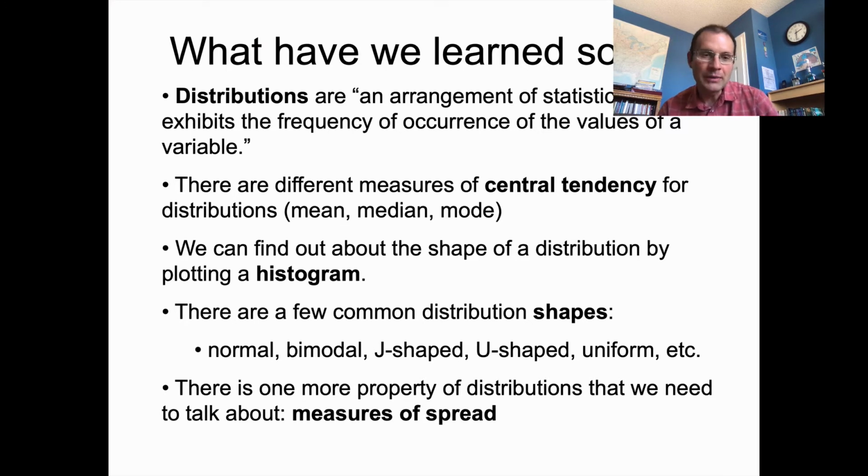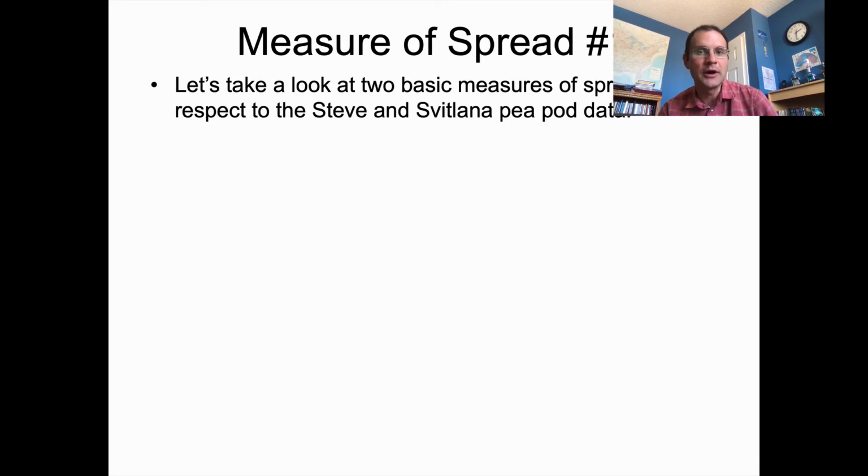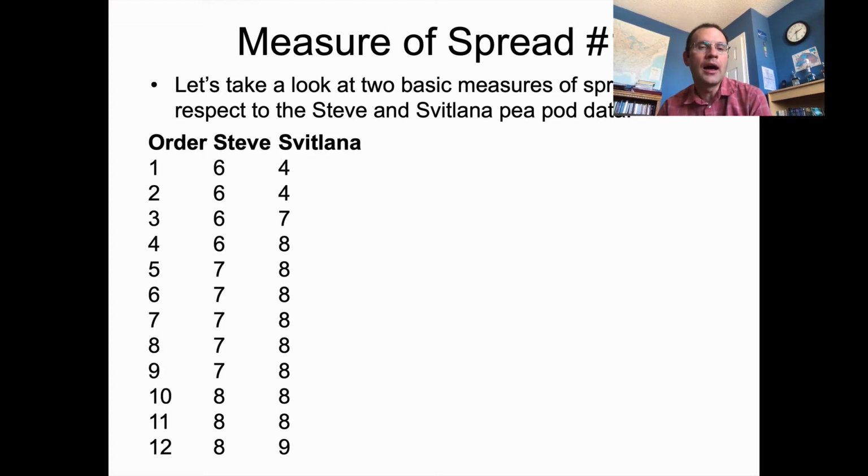Okay, so what do I mean by measures of spread? The first one we'll take a look at with respect to the Stevens-Svetlana p-pod data. To help us do this more efficiently, I've ordered the data from smallest to largest for both Steve's and Svetlana's p-pods from back in the day. We have 12 items in each sample, and Steve's ranges from 6 at the bottom end to 8 at the high end. Svetlana's ranges from 4 at the bottom end to 9 at the high end.